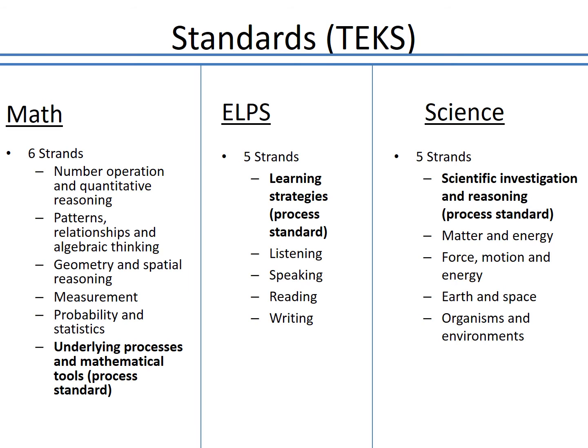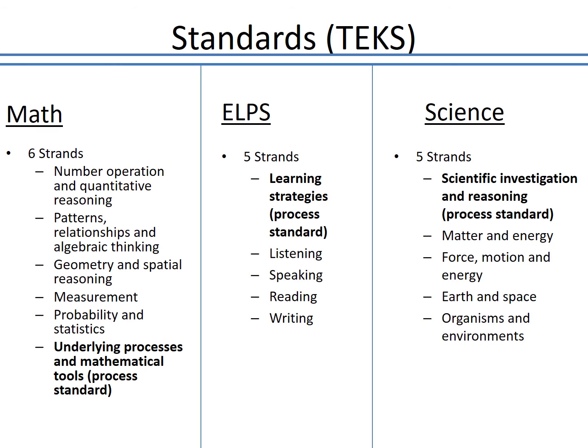In science, they have 5 strands as well. So you can see the strands are matter, energy, force and motion, earth and space, organisms and environments, and the scientific investigation and reasoning is their process standard. So those are the higher cognitive standards within science and math.